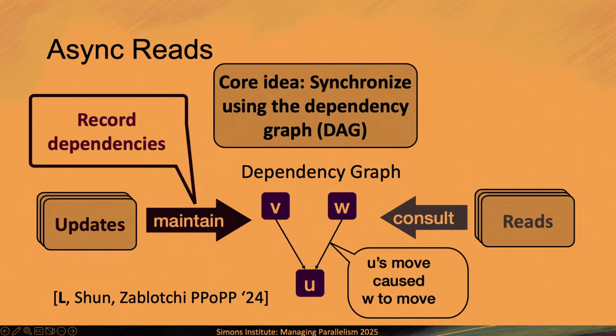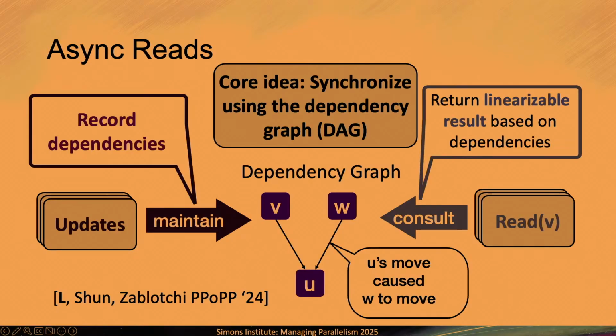OK? So in summary, you want your updates to record the dependencies in your dependency graph. And whenever you're doing a particular read of a node, you want to return some linearizable result based on the dependencies that you read.